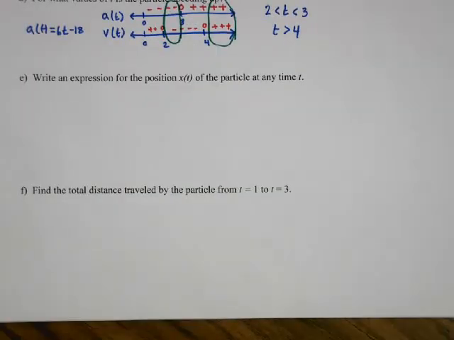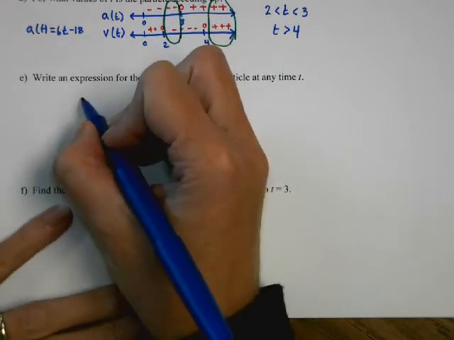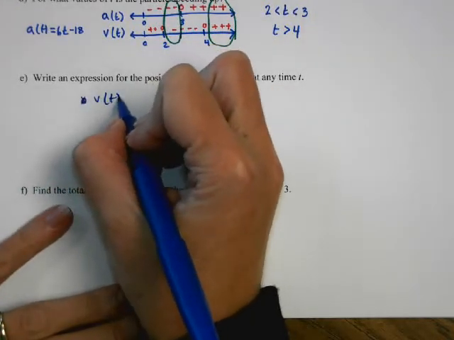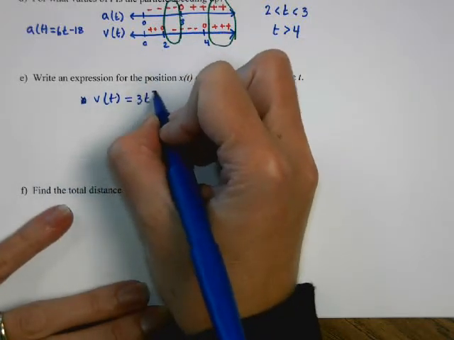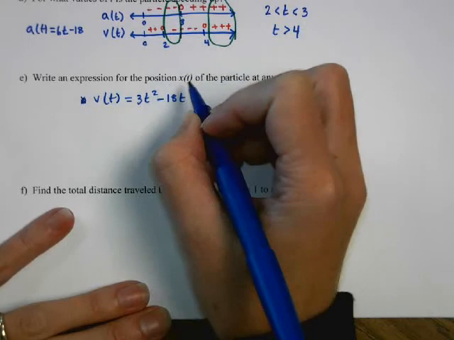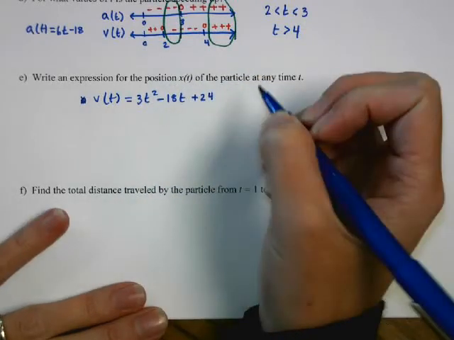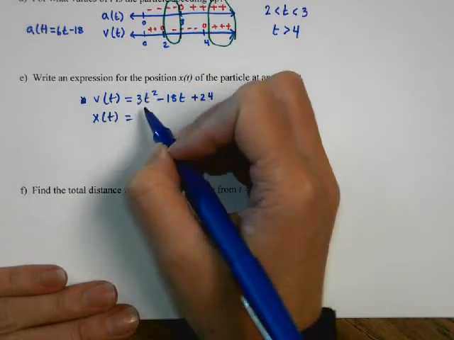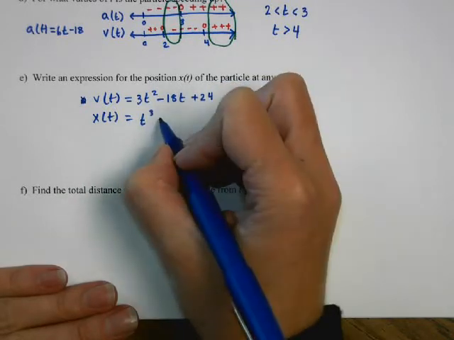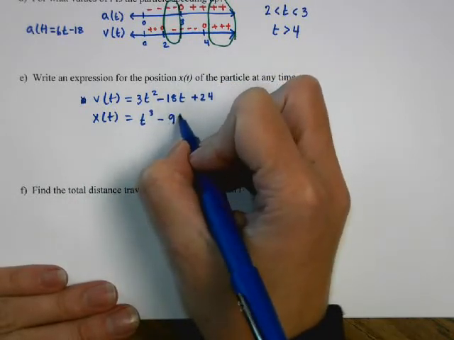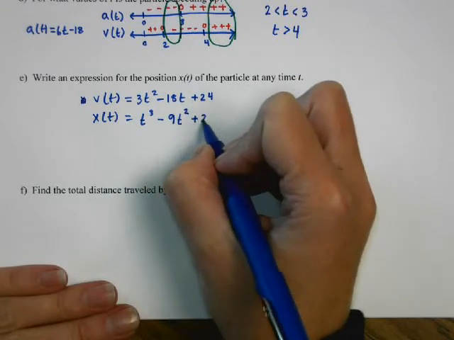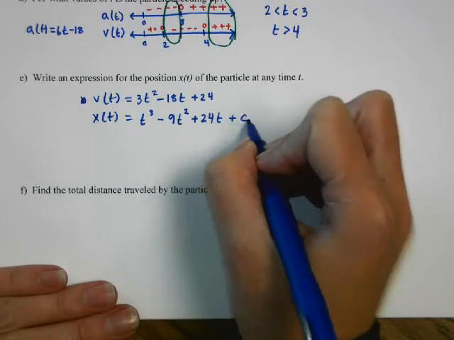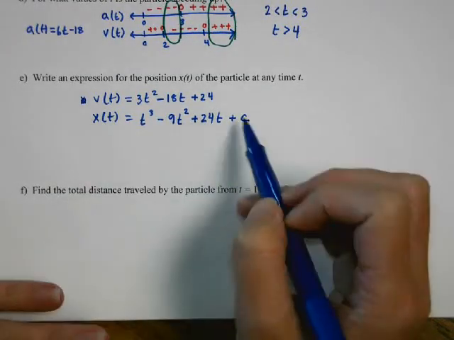Now we're going to find an expression for the position. So we're going to find the antiderivative of the velocity. Our velocity equation was 3t squared minus 18t plus 24. So we're going to take the antiderivative. The antiderivative of 3t squared is t cubed. This is going to be minus 9t squared plus 24t plus c, because if I take the derivative, there could have been a constant.